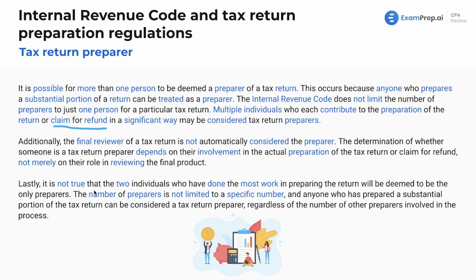And lastly, it is not true that two individuals who have done the most work in preparing the return will be deemed to be the only preparers. There's no specific number. It could be 15 people. It could be one person. It can't be 0 people. Someone's got to prepare it, right? But yeah, this is another common trick in multiple choice questions. They're trying to make you think that it's just the two individuals who've done the most work. That is not true. There's no specific number. And it does relate to anyone who's prepared a substantial portion of the return, regardless of the number of other preparers.